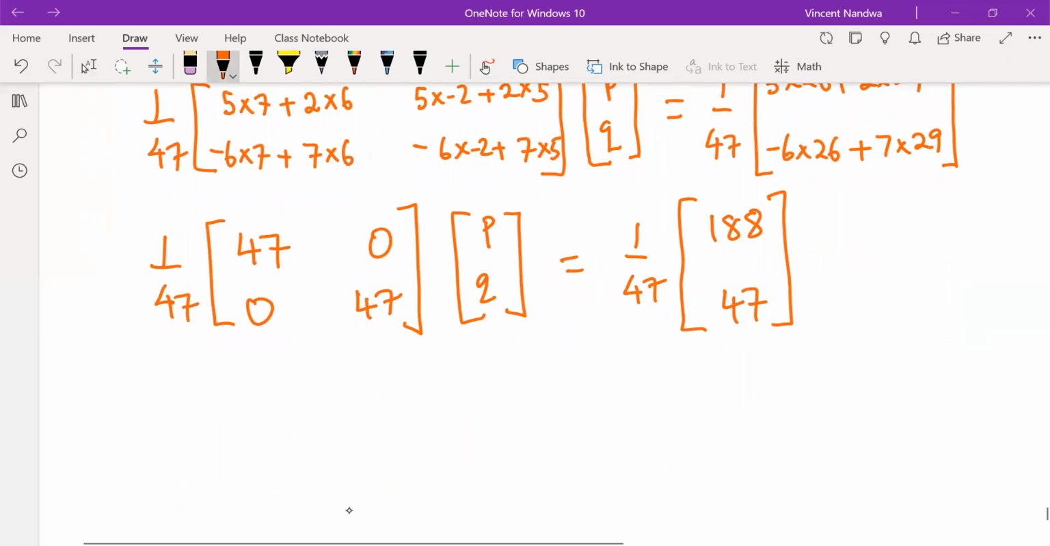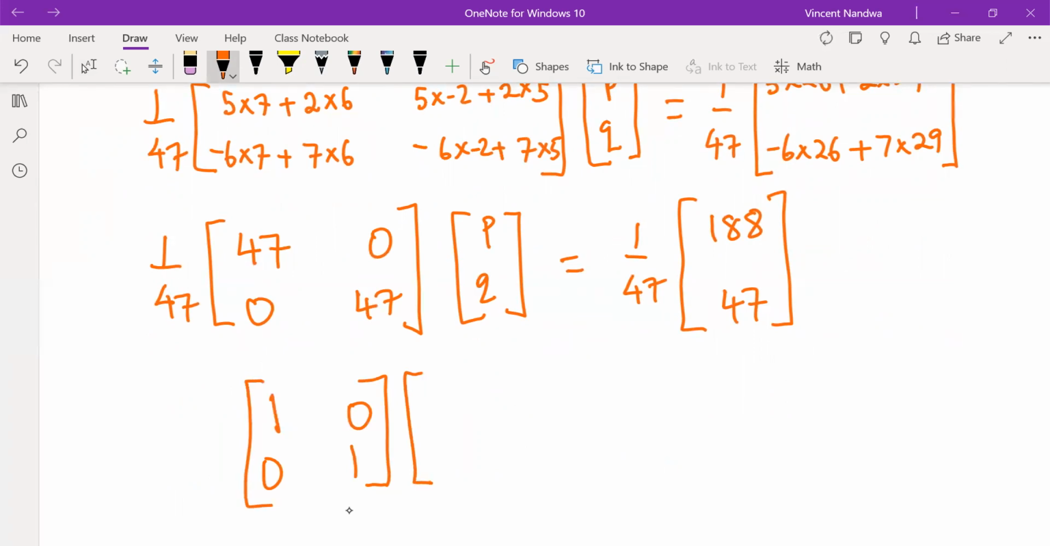Now 1/47 times 47 is 1. 1/47 times 0 is 0. 1/47 times 0 is 0. 1/47 times 47 is 1. And this must always be the case: once you take the inverse times the matrix, you get the identity matrix. So if you don't get this structure after pre-multiplication, know that there's a problem with your computation. We check.